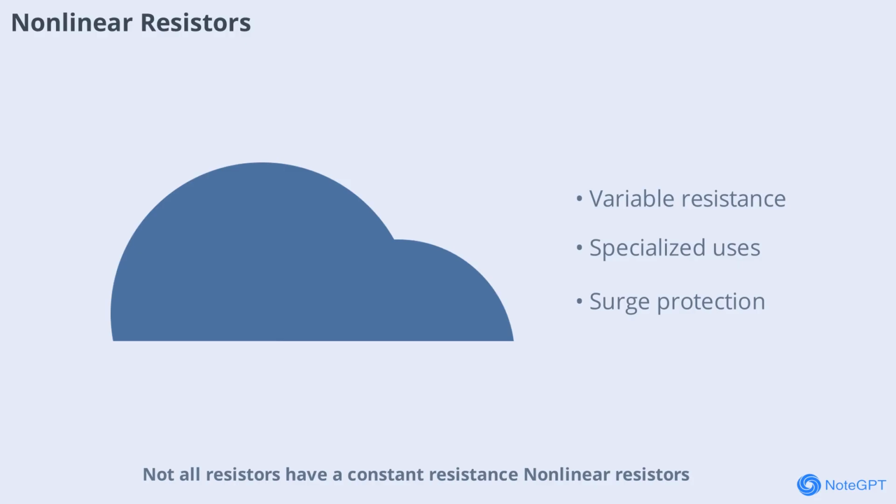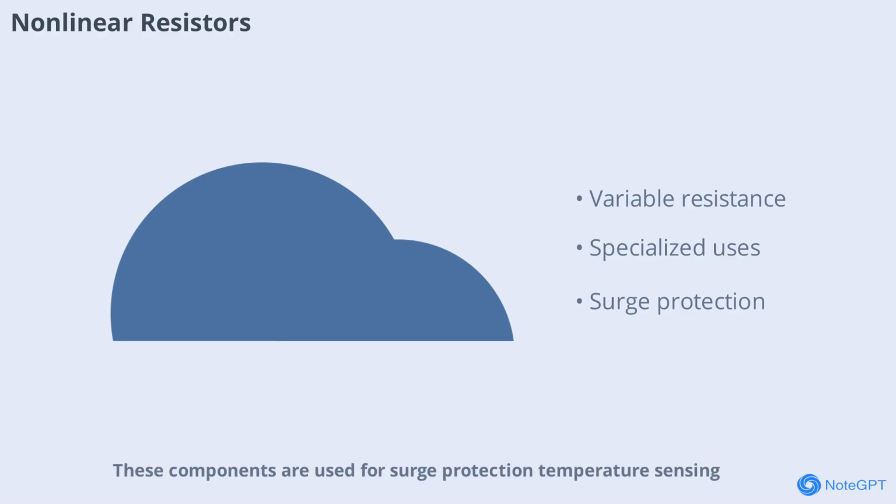Not all resistors have a constant resistance. Nonlinear resistors, such as varistors and thermistors, change their resistance in response to voltage or temperature. These components are used for surge protection, temperature sensing, and other specialized functions where variable resistance is needed.